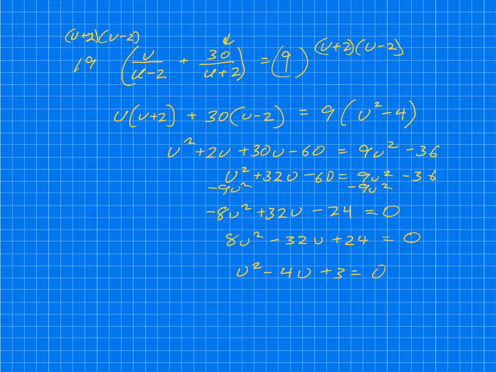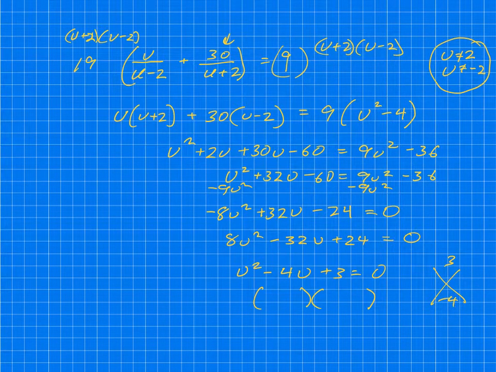And then I'm going to factor, and I'm going to remember, unfortunately, that I forgot to make sure that u does not equal 2 and that u does not equal -2. Now that we're getting close to the end, I'm going, oh, I almost forgot. But let's go ahead. What do we get? Two numbers that multiply to become 3 and add up to -4. So u minus 3, u minus 1.